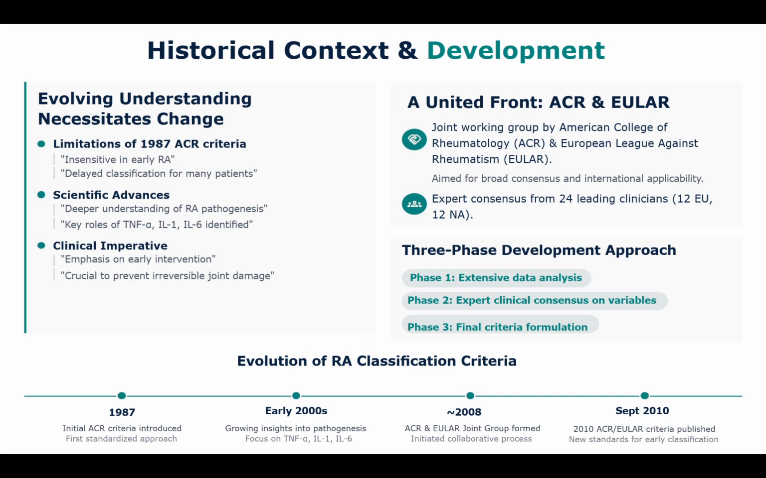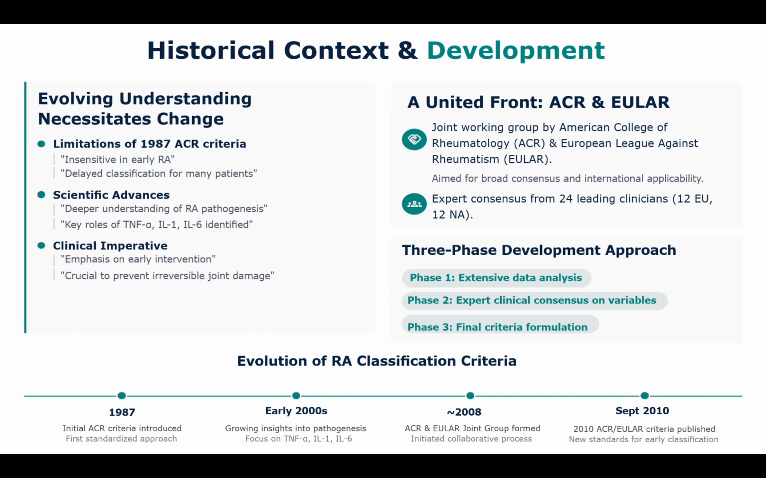At the same time, our understanding of how rheumatoid arthritis develops just exploded. We learned so much about inflammatory cytokines like TNF alpha, interleukin 1, and interleukin 6. This scientific progress really underscored why getting in there early was so crucial to protect those joints.